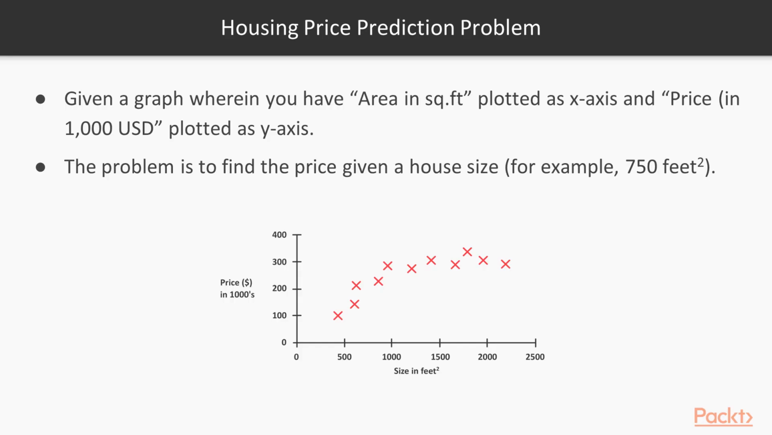Housing price prediction problem. Given a graph where you have area in square feet plotted as the x-axis and price in US dollars, in $1,000s, plotted as the y-axis. The problem is, what would be the price given a house size, for example, 750 square feet? What would be the price?